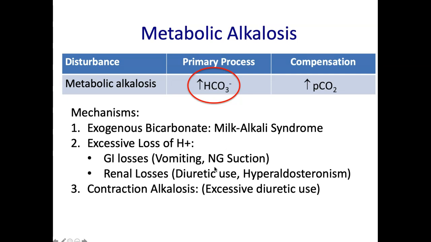Also, I'd say the most common thing would be excessive loss of protons by some mechanism. So GI losses from the stomach up. So excessive vomiting leads to a loss of protons, and NG suction would be a nasogastric tube on suction, and this happens in the hospital. Sometimes we have to do that for certain patients.